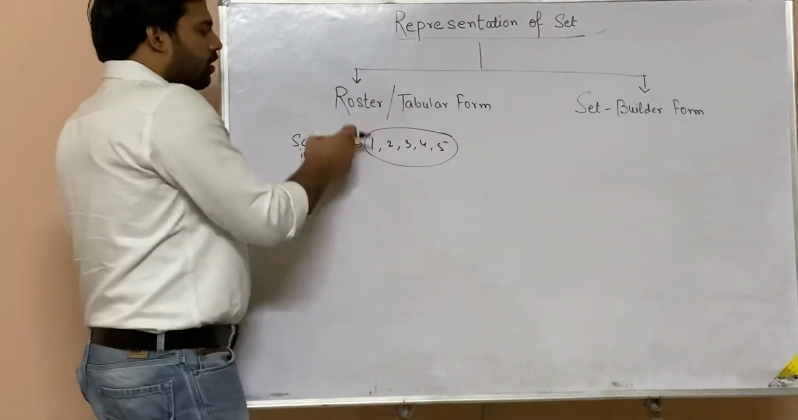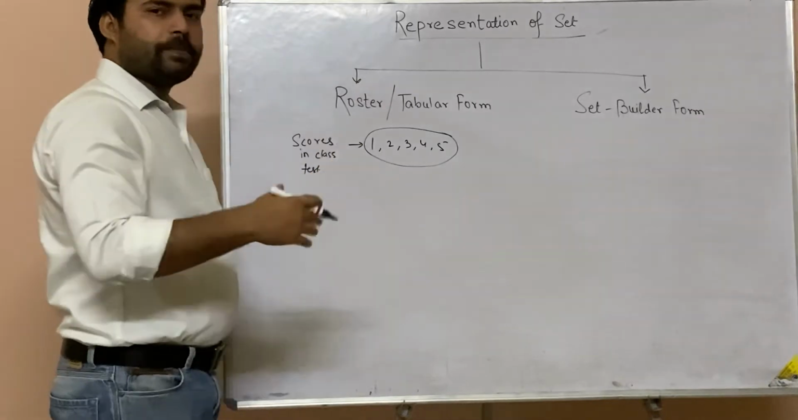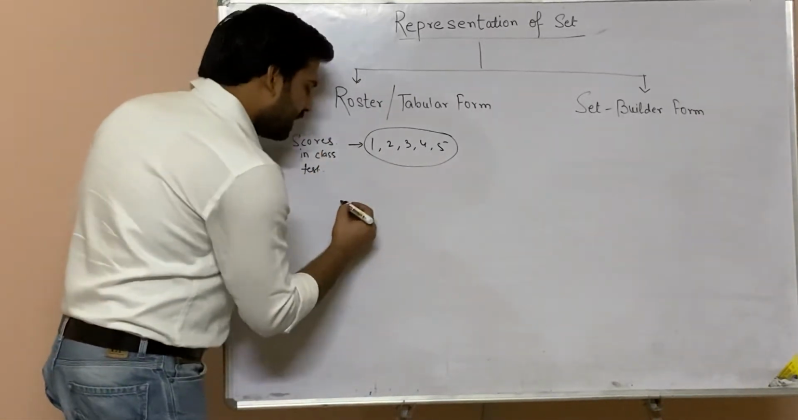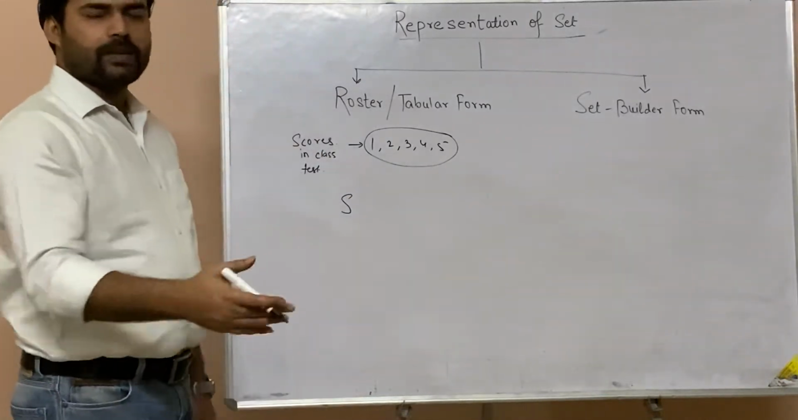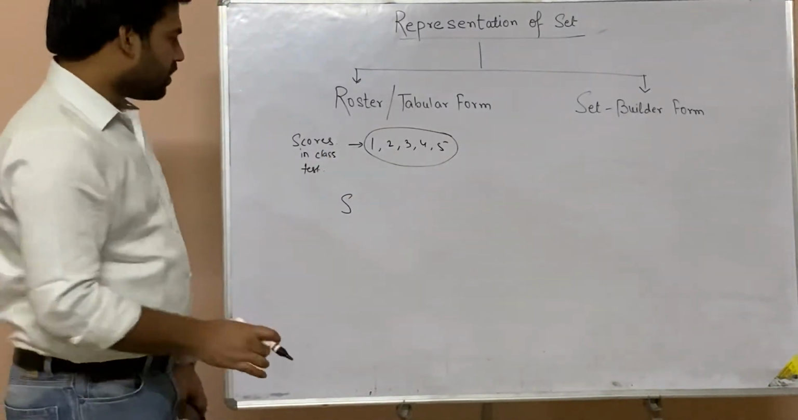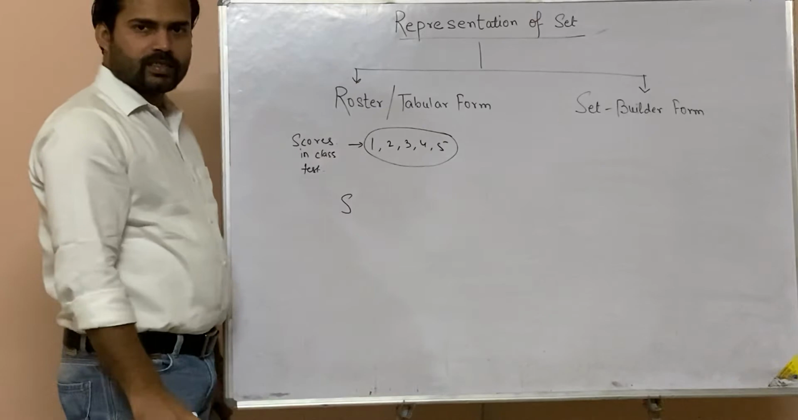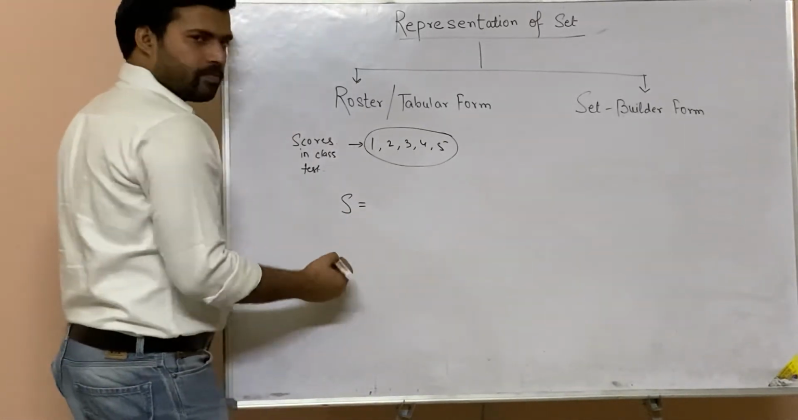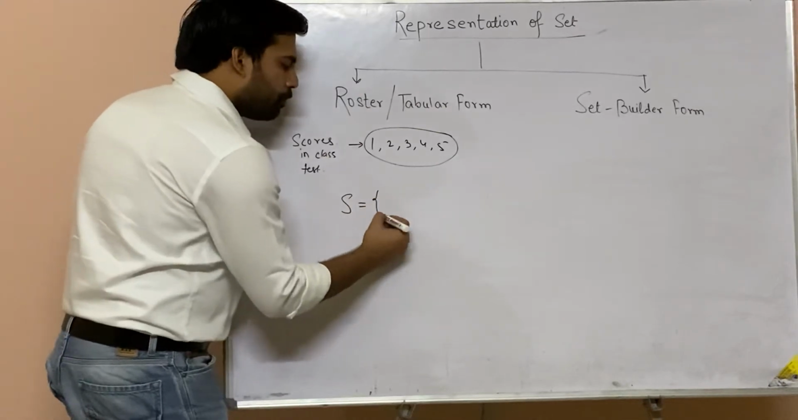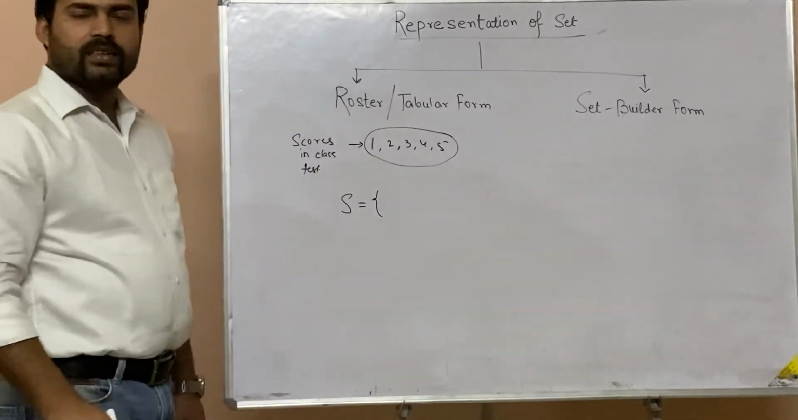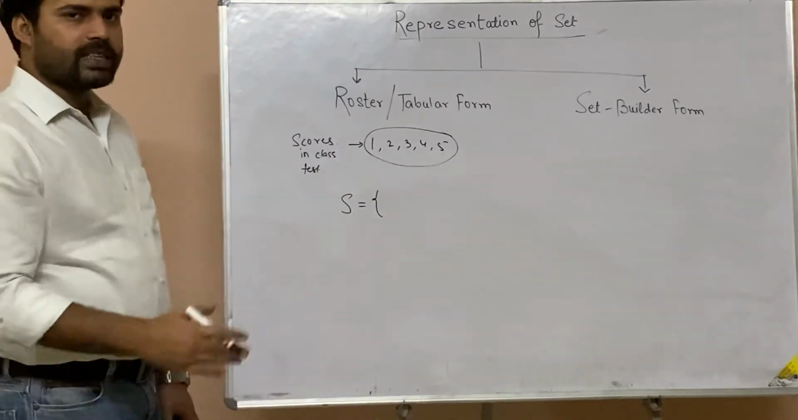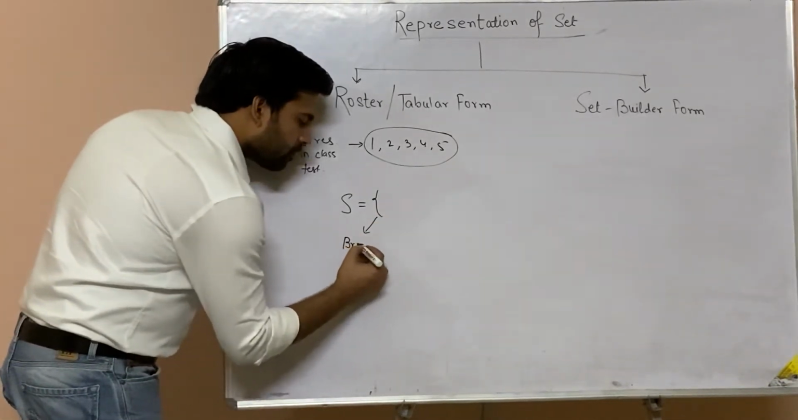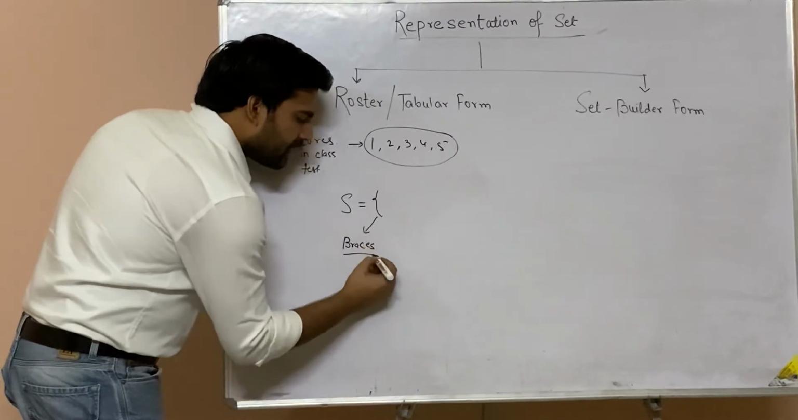Now for this, the scores must be represented by a capital letter. So I am using a set S. The set is representing what? The scores of the students in the class test. Clear? And in that set you will write down an equal to sign, and then you will open the second bracket. Now till class 10 we used to call it second bracket, but now we will call it braces.